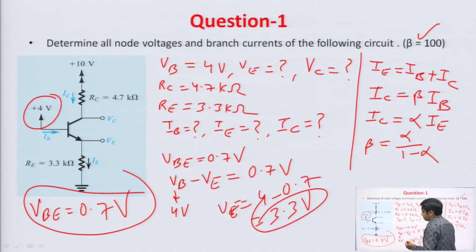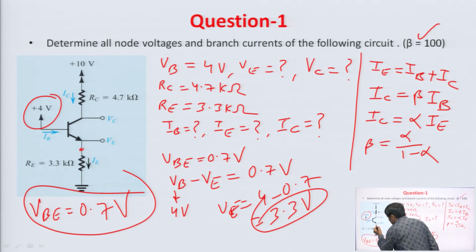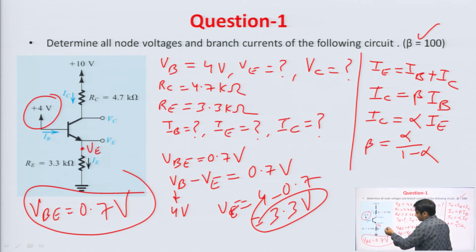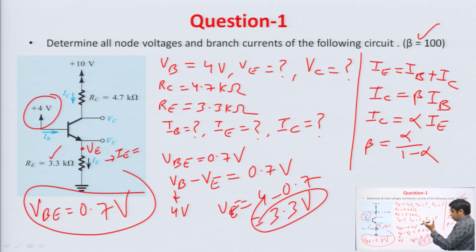Now, you can see that once we have got the emitter voltage, that is the voltage at this terminal, we can find out the emitter current, the current flowing through the 3.3 kilo ohm resistor. It will be the voltage difference across this 3.3 kilo ohm resistor upon the value of the resistance. So, what will be the value of the emitter current IE? Up to here I hope it is clear, we have got this emitter voltage.